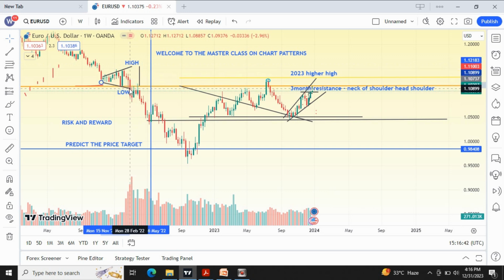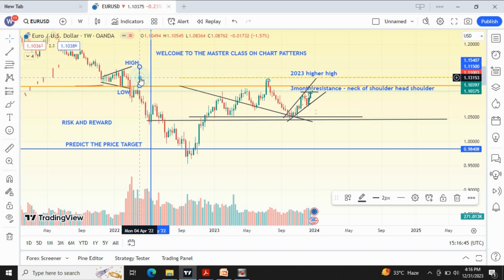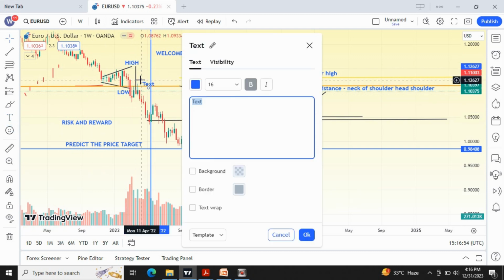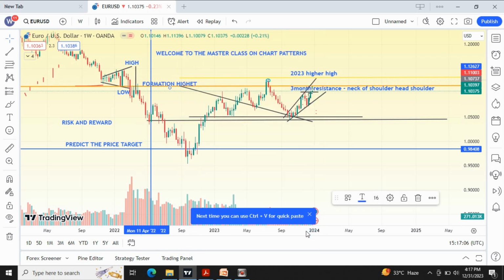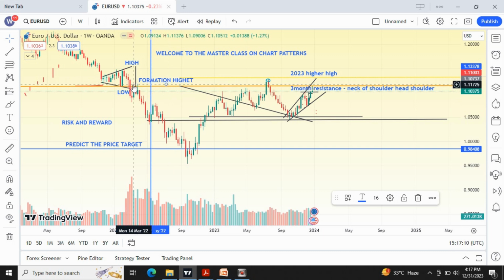Subtract the lowest low from the highest high in the formation to give you the formation height. Again, subtract the lowest low from the highest high in the formation to give you the formation height. To get the formation height, you first of all minus the lowest from the highest.